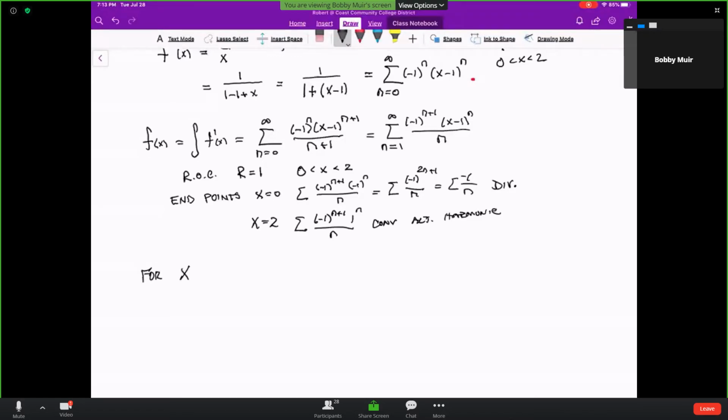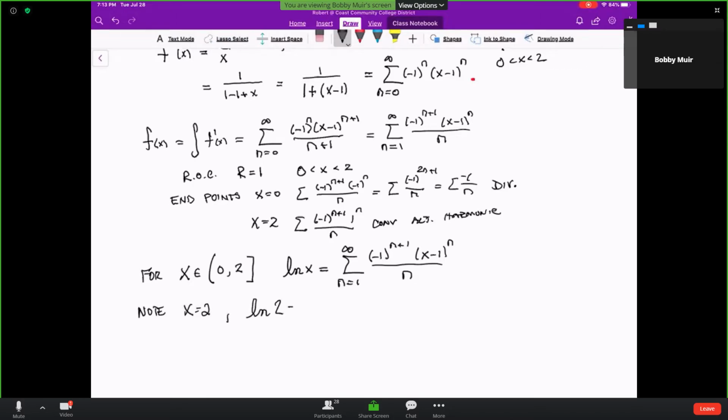For x in the interval 0 up to 2, closed off like that, the natural log of x agrees with this series, n equaling 1 to infinity, (-1)^(n+1), (x minus 1)^n, divided by n. And note that when x equals 2, we get that the natural log of 2 is equal to, once again, this alternating harmonic series. Now, the convergence of this guy is pretty weak, right? Because I showed you I can rearrange it and get it to add up to something else.